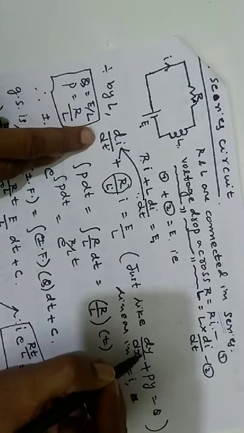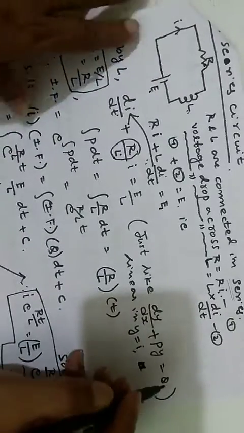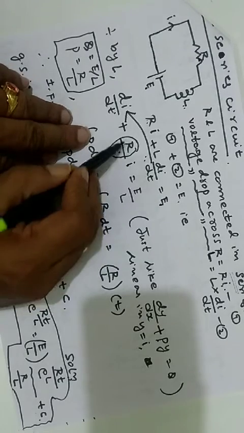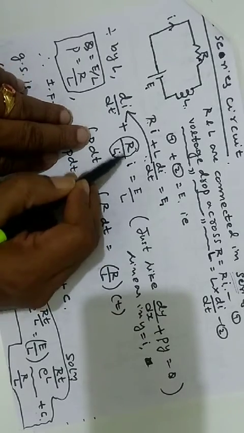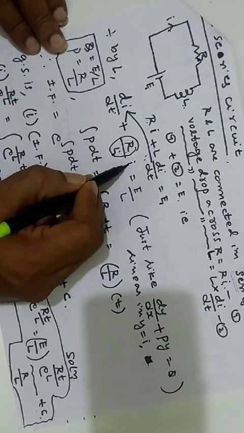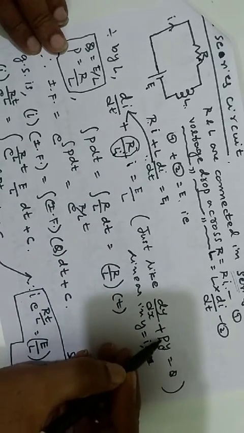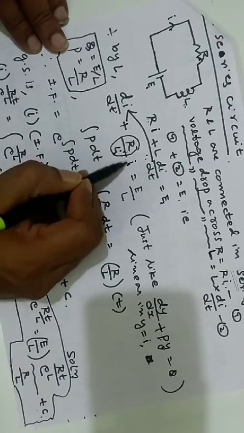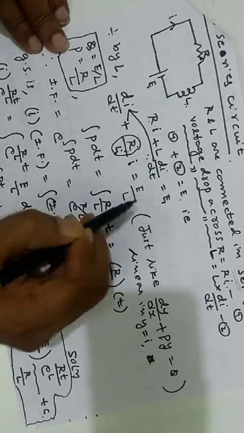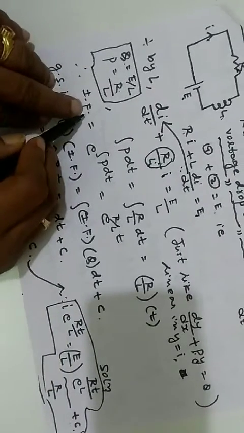This is a differential equation just like dy by dx plus py is equal to q. Coefficient of y is p. Here, what is the coefficient of I? Coefficient of I is R by L. So, p is equal to R by L. What is the RHS? RHS is E by L. Therefore, that is Q.